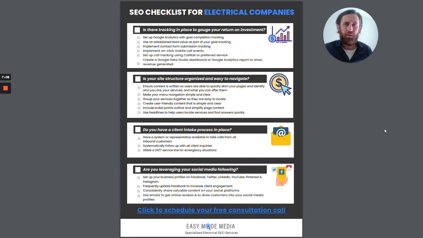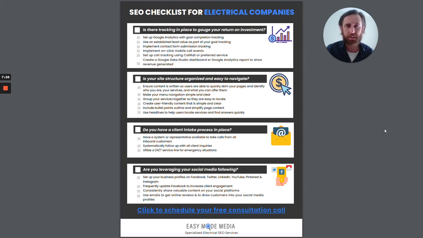So the last question is: do you have tracking in place to gauge your return on investment? When we're talking about SEO, we really want to understand what's providing a positive ROI. The best way to do this is to track conversions and track revenue. So you want to set up Google Analytics with goal tracking completion. This is not done automatically and you need to do this manually.